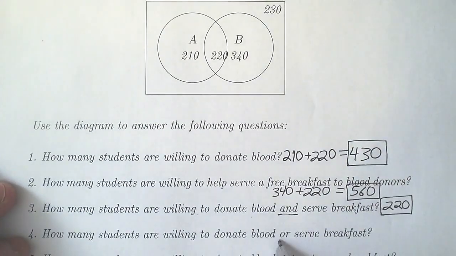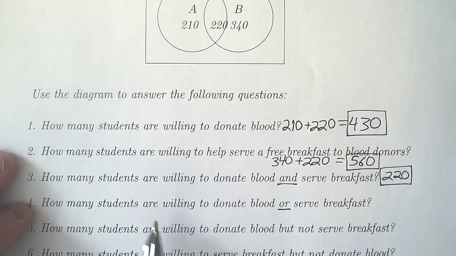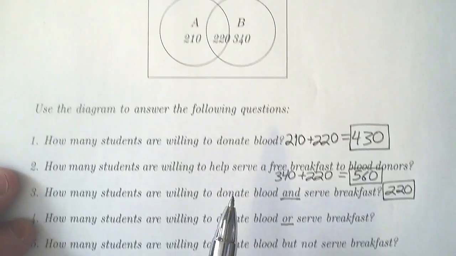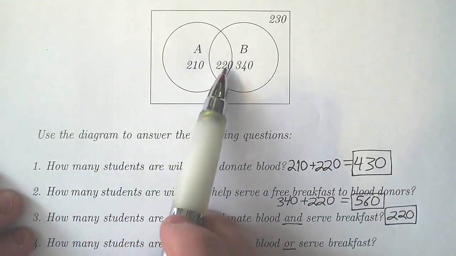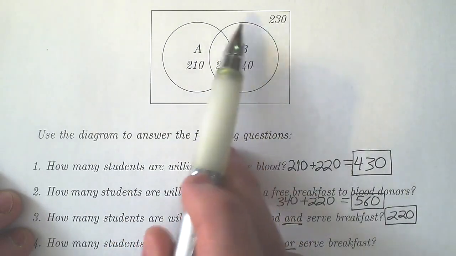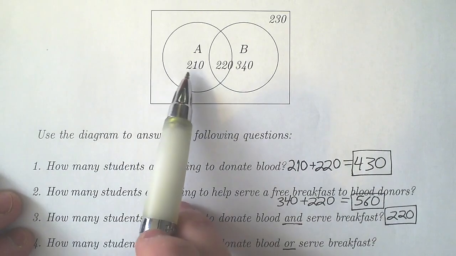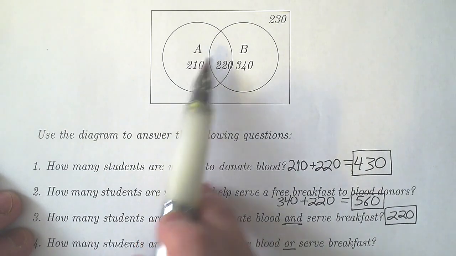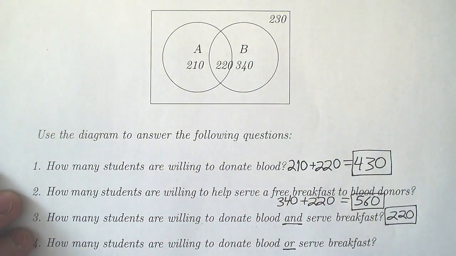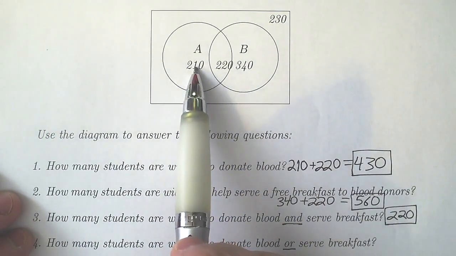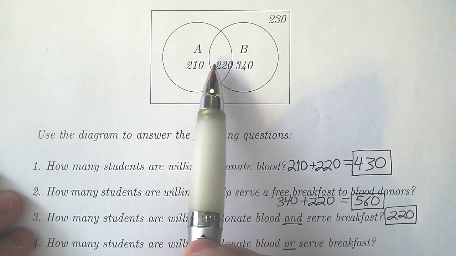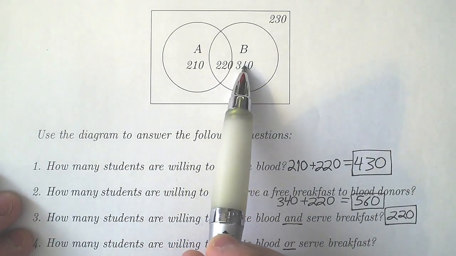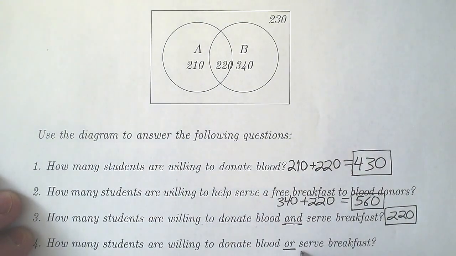The next problem has the word or. I'll underline the word or. Students willing to donate blood or serve breakfast. So at the top of the page, we said that means the union. Let's see. The union of A with B. So everybody who is in the circle of A, everybody who's in the circle of B, we want basically this 210 plus this 220 plus this 340. Let's write that.